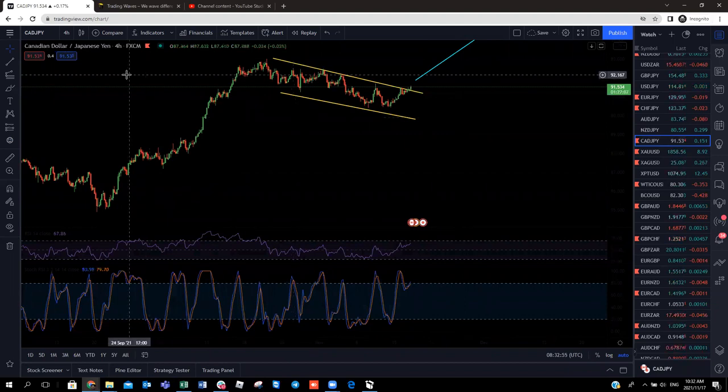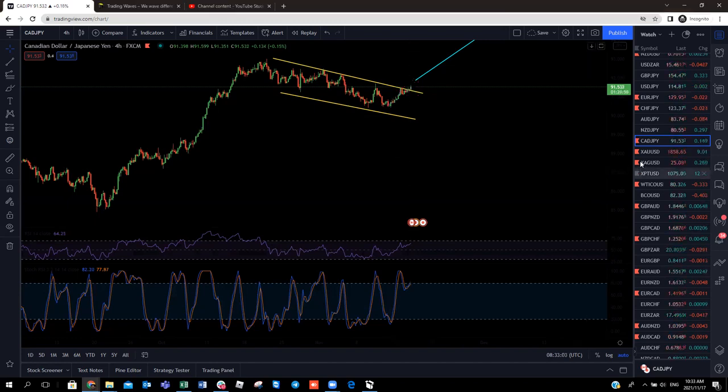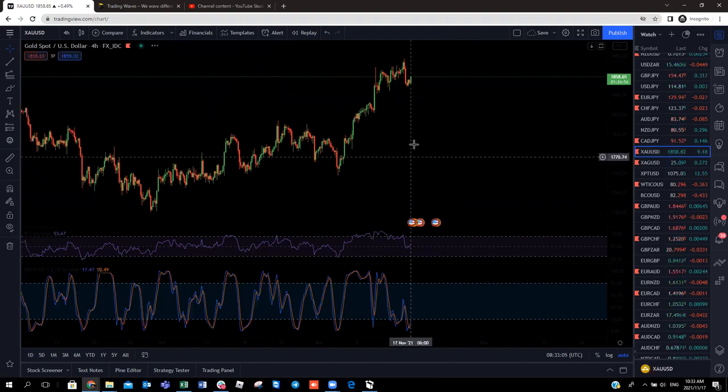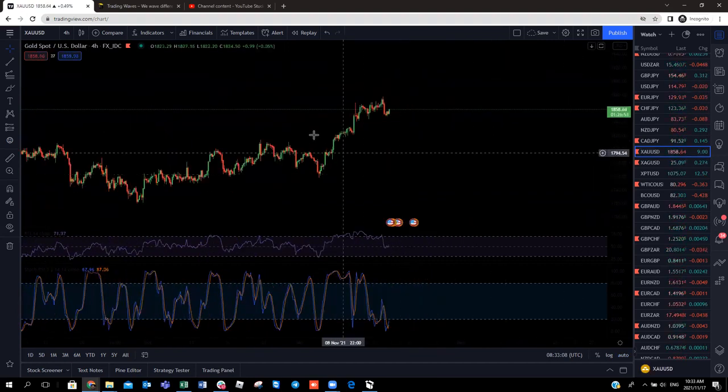Then we've got CAD Yen that is playing out that move here. We're going to get this one to do that as well, give us a 3-wave move to the upside, get out of that structure. Let's watch that. Gold is playing out the corrective structure. It is not a reversal. We've seen this structure yesterday.